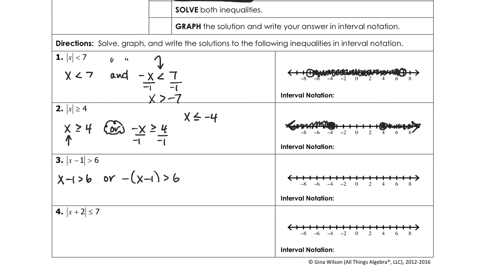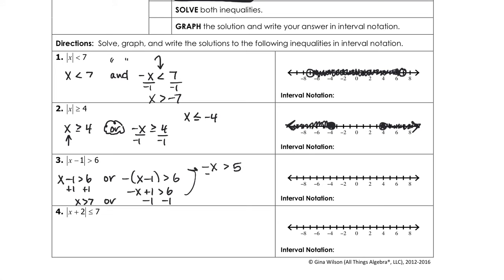So now I solve both of these. So the first one, add 1 to both sides, add 1 to both sides. I get x is greater than 7, or... Now, the second one's going to take a little bit more because I got to do the distributive property. So distribute that -1. So I get negative x plus 1 is greater than 6. I'm going to subtract 1, and I end up with negative x is greater than 5.